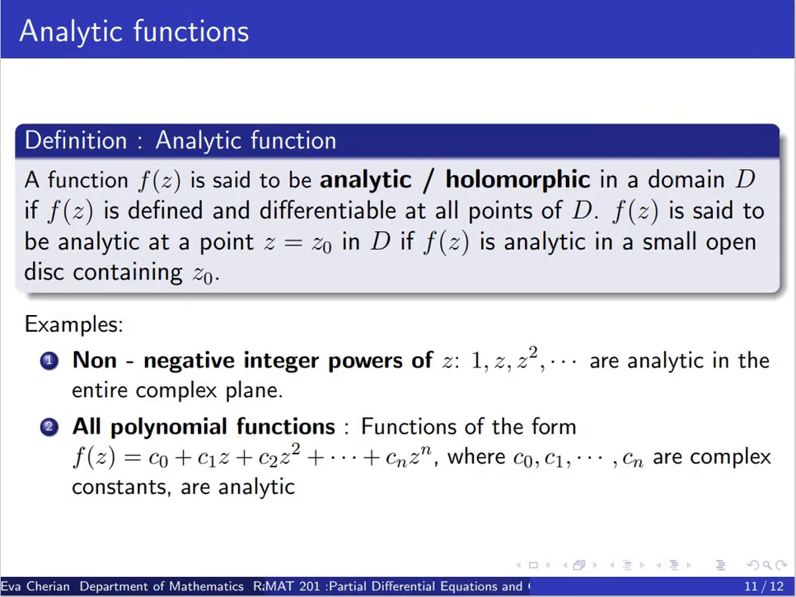The other example are polynomial functions. Functions of the form f of z equal to c0 plus c1z plus c2z square plus etc. plus cn z raised to n, where c0, c1 and cn are complex constants. These functions are also defined everywhere on the complex plane and they are differentiable. So these functions are also analytic.